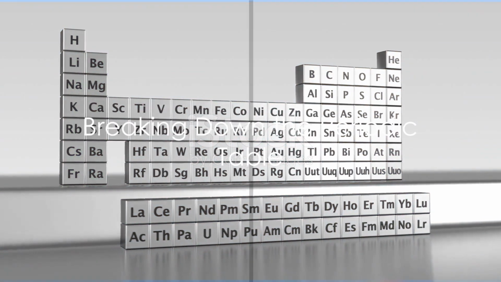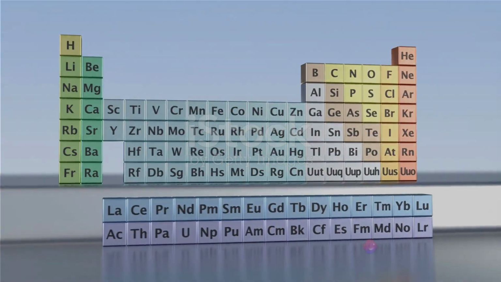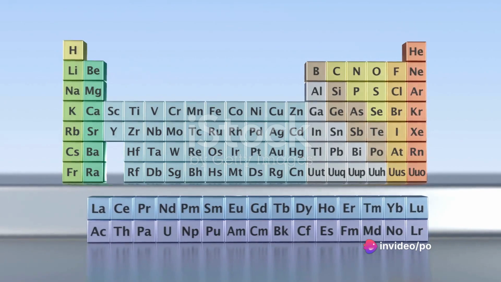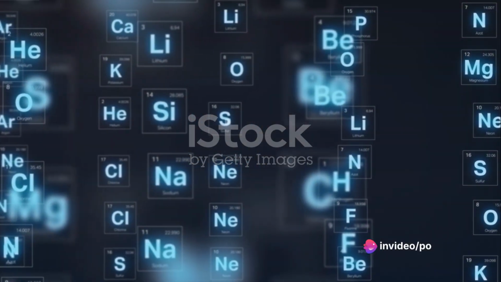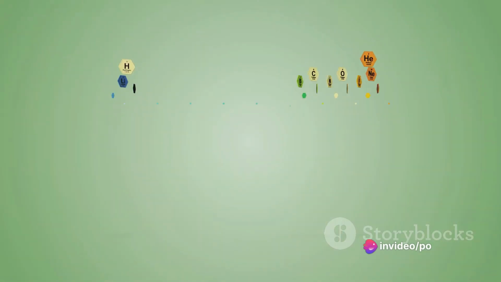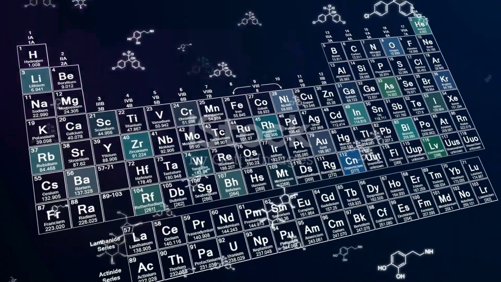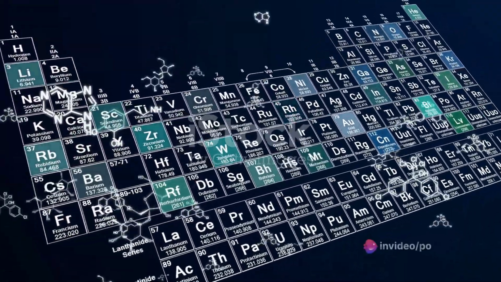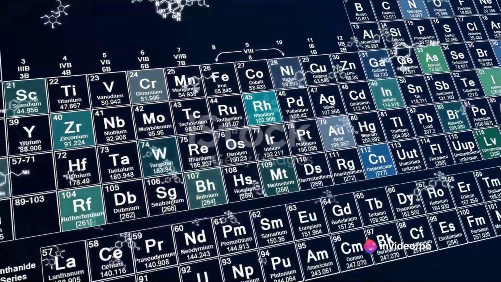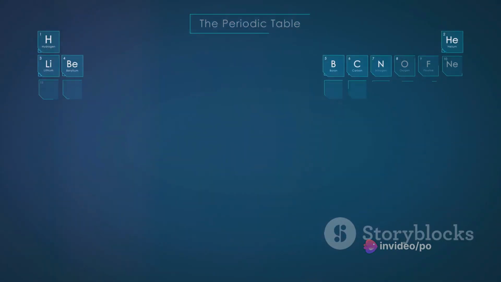Imagine the periodic table as a city map, with different neighborhoods representing different groups of elements. Just like how a city map is divided into different sections for easy navigation, the periodic table is divided into groups and periods. This arrangement isn't just for aesthetics, but serves a crucial purpose in understanding the elements and their properties. Let's start with the horizontal rows, shall we? These are known as periods.